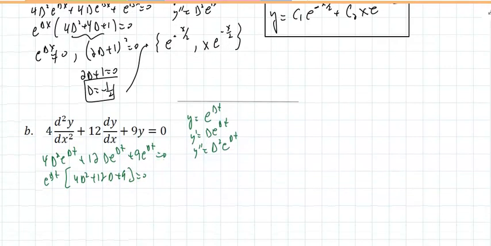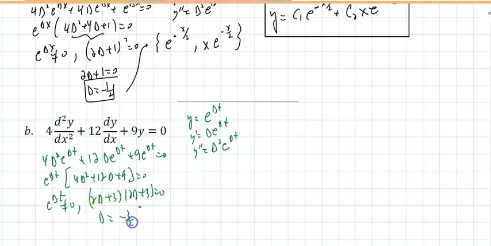That would mean e to the dt equals 0, and that's not going to happen. This will be 2d plus 3 times 2d plus 3 equals 0. So d equals negative 3/2 is a solution, multiplicity 2. The solution set is e to the negative 3x over 2.